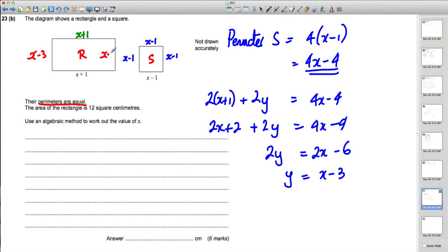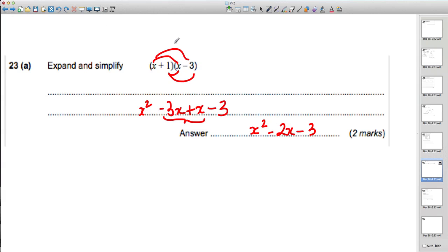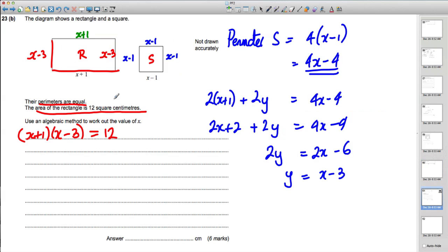And let's just double check that works, we haven't made a mistake. If you add these up, you get 4x minus 4, which is the same as this. Okay, so therefore we have got this here. Now the next thing you're told, the area of the rectangle is 12 square centimetres. So x plus 1, the width, times the height, which is x subtract 3, must be 12. Oh look, this is quite familiar. You expanded that out in part A, x plus 1, x minus 3. And it expands out to x squared, subtract 2x, subtract 3 is 12, right?